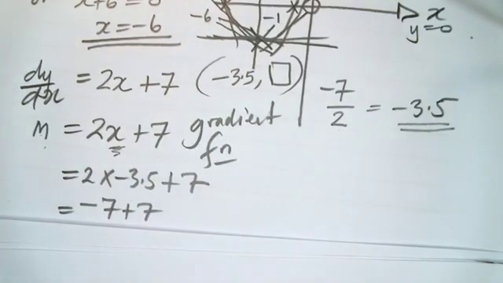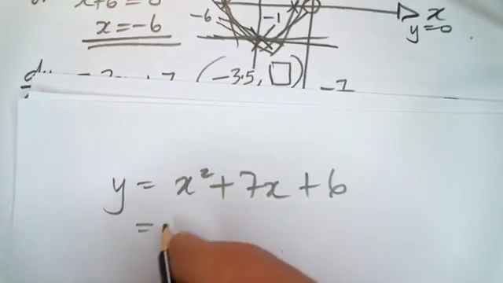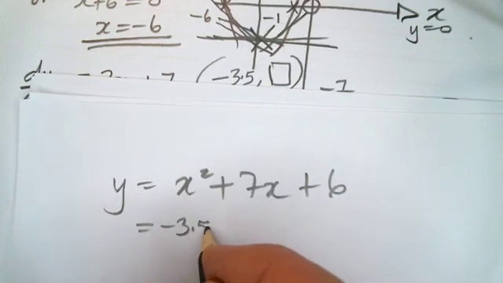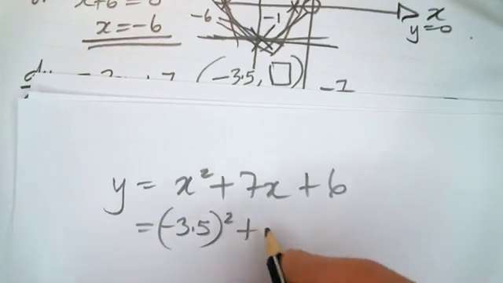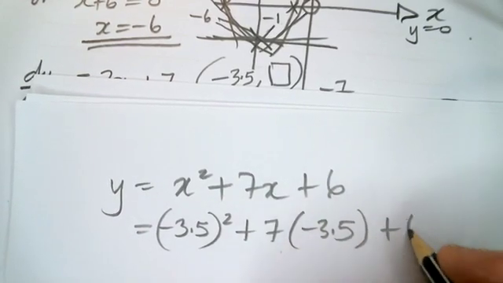And how would we do that? So let's have a look. I'm just going to say equals negative 3.5 all squared, plus 7 times negative 3.5, plus 6.